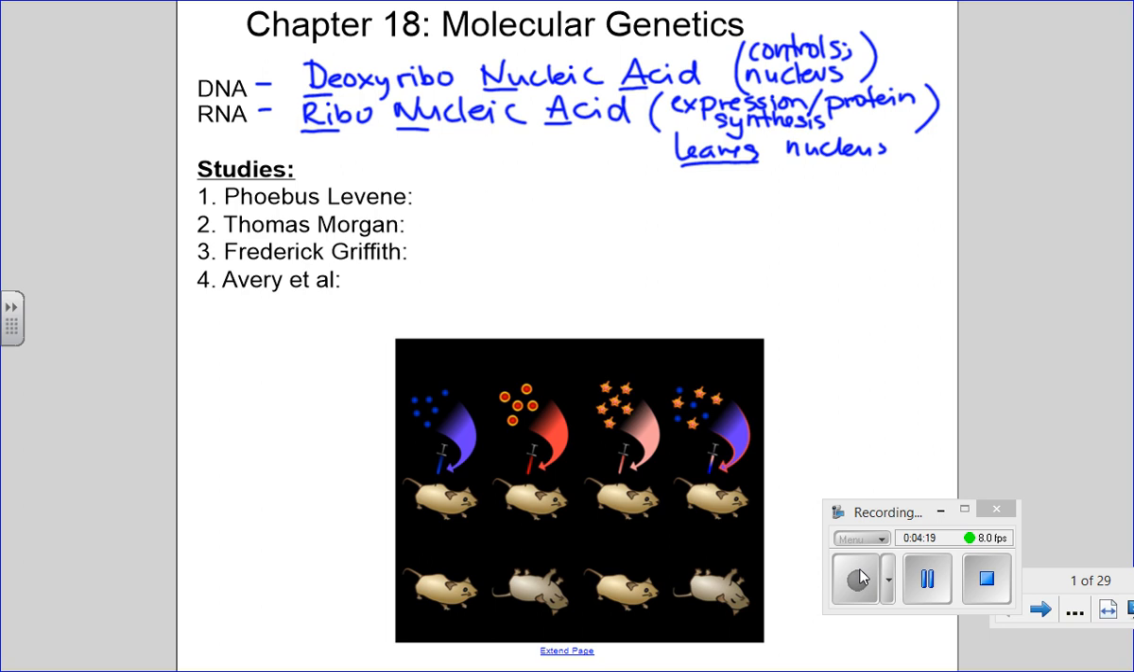A guy named Phoebus Levene was one of the first people to have isolated nucleic acids. Now, since DNA is deoxyribonucleic acid, obviously him isolating this chemical compound would be important to us studying DNA. A guy named Thomas Morgan was involved with discovering that genes are on chromosomes. And then the next two sets of people kind of are involved with the same idea.